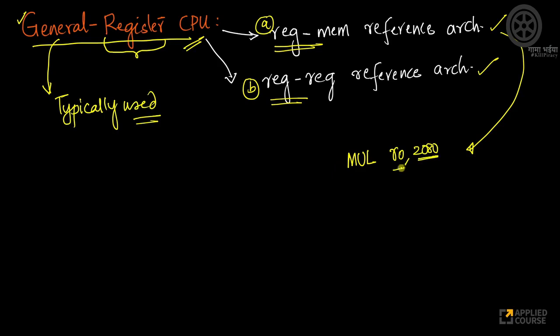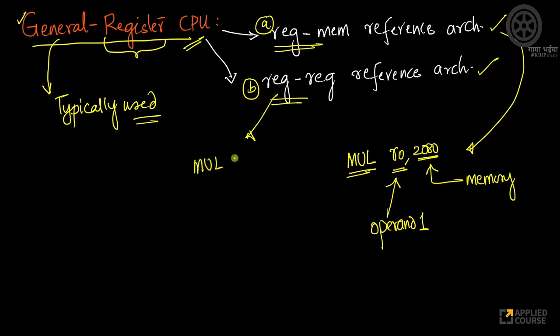So here I have my opcode, and my first operand, or operand 1, is always a register. My second operand is a memory location. This is what is called register memory reference architecture. In register reference architecture, both of your operands will be in registers. For example, mul R0, R1. Here, if you notice, both the operands are in registers.